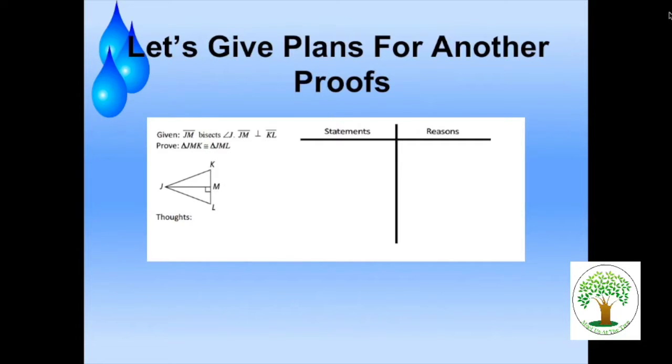JM bisects angle J. How are we going to mark that? LJM is congruent to KJM. I'm going to not mark it in my red color. My red color states that I know it, and it's already in the given. I'm going to have to state that this angle is congruent to that angle, by definition of bisector. And that is because of that first step there, okay?